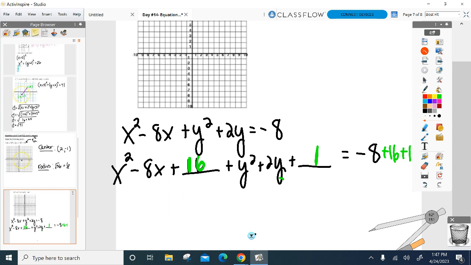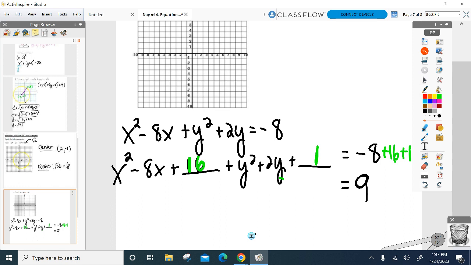All right, let's keep going. We're almost there. What do I end up with on the right side? Negative 8 plus 16 plus 1. I need my calculator. Perfect. Everyone good there? That's a nice number to have. All right, what are we doing with all this mess on the left?